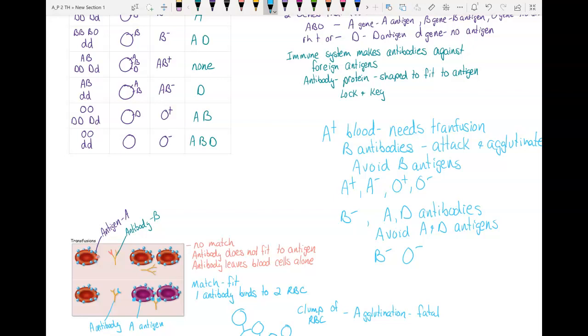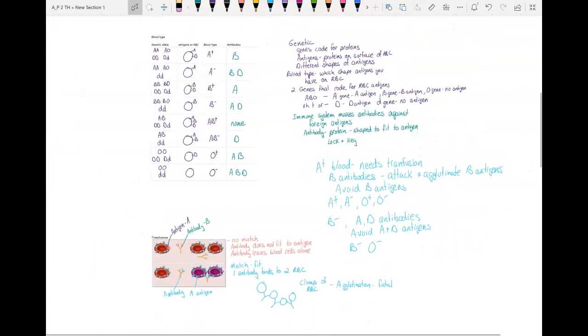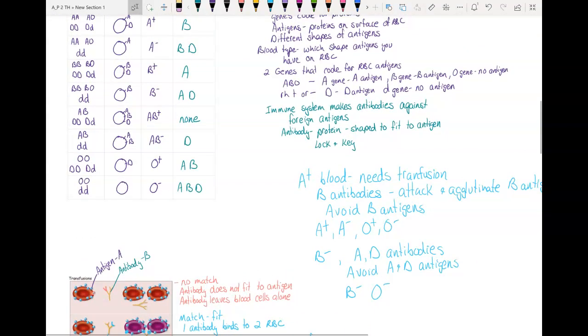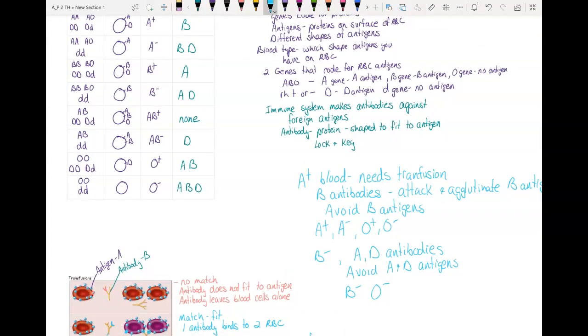Okay, some of you might be thinking about universal donor. You may have heard of that. O negative is the universal donor. You can put it in anybody. Every person can receive O negative blood. The reason for that is they have no antigens.